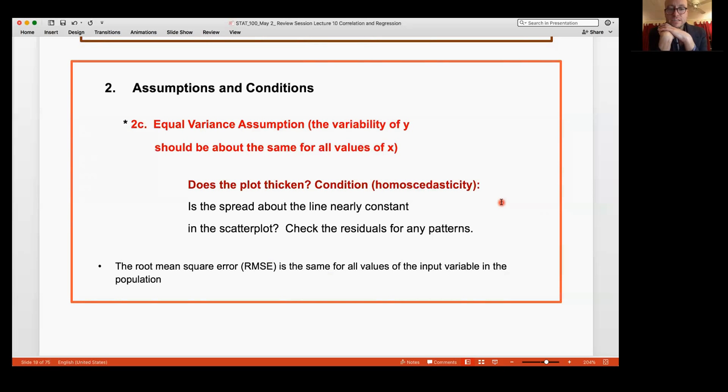I have a little asterisk here because we talk about the root mean squared error. The assumption here is that it's the same for all values of the input variable in the population. And this is why we have to assume this to be true. Now, keep in mind, a lot of these are assumptions. In practice, I don't know, I mean, most regressions are probably violating at some degree some of these assumptions. We try our best not to. Right?